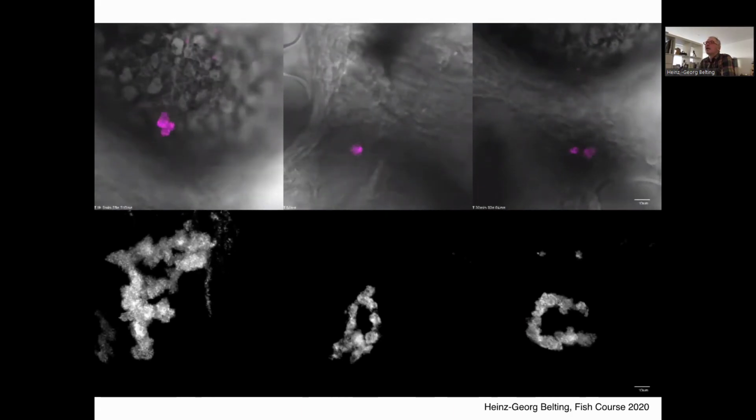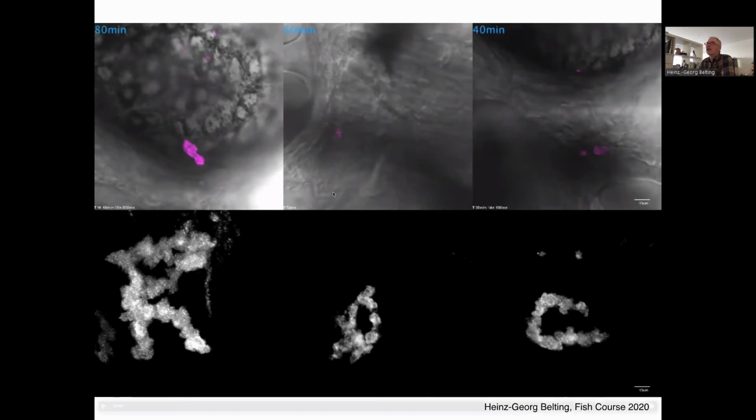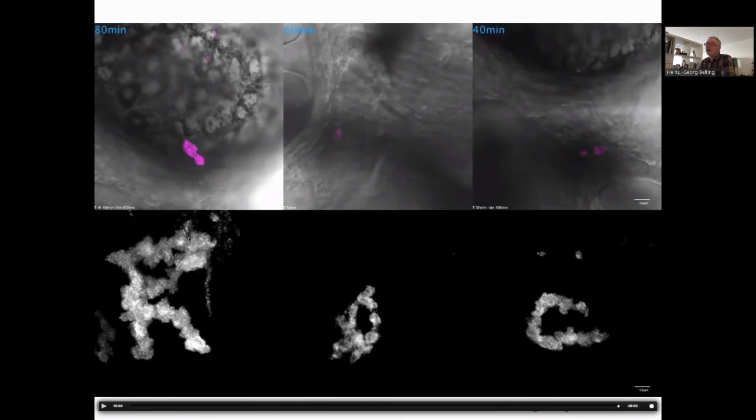You can make them migrate where you want in a way that they can actually spell the word RAG. And RAG1 is one of these big regulators of PI3 kinase, downstream of PI3 kinase. So this is a thing we can do in fish.